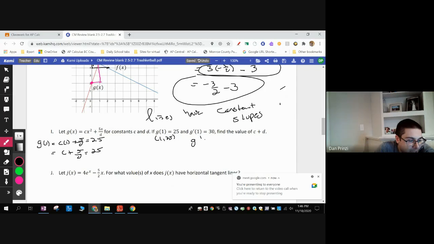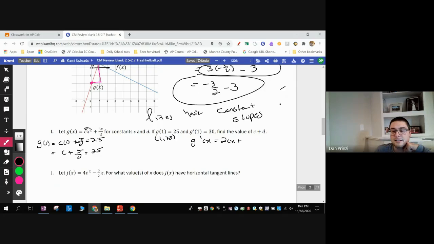So let's figure out g prime of x. Now, be careful. G prime of x is going to be what? 2cx, right? Plus, what do you think the derivative of 5x over d is? With respect to x, x is an unknown. C and d are constants. What's that going to be, guys? What do you think?